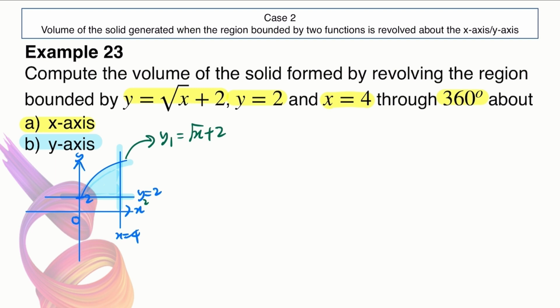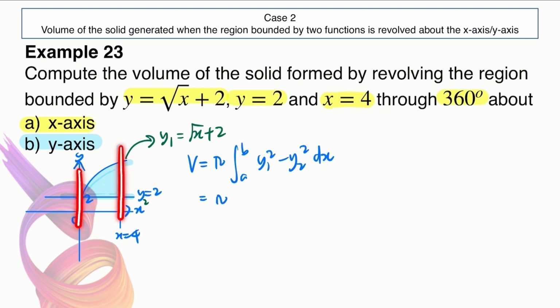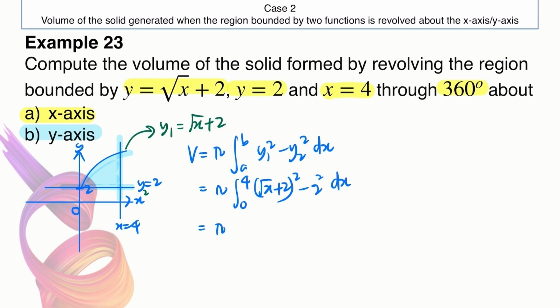And so now let's write the formula. V equals pi integral a to b of y1 squared minus y2 squared dx. The starting line is here, which is 0, and the end is at x equals 4. So 0 to 4 of square root x plus 2, squared, minus y2, which is 2 squared. Now let's expand, simplify, and then integrate.